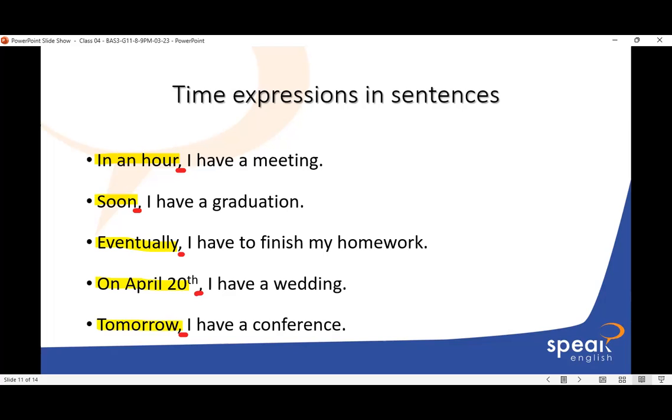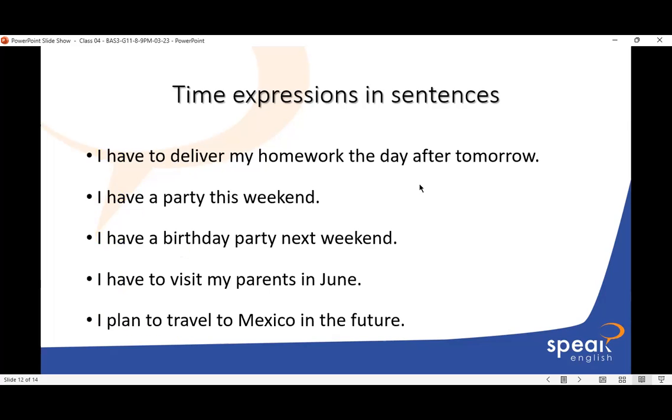Yes. Good. And here we have some other examples that are related to this. So I can say, I have to deliver my homework the day after tomorrow, okay? I have a party this weekend. I have a birthday party next weekend. I have to visit my parents in June, or I plan to travel to Mexico in the future, okay?